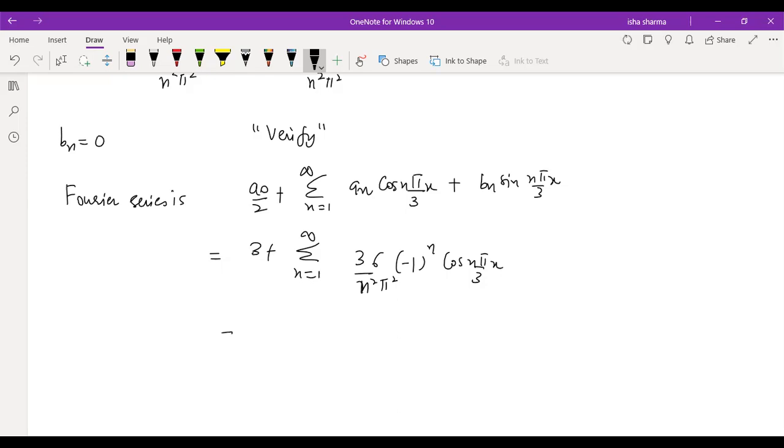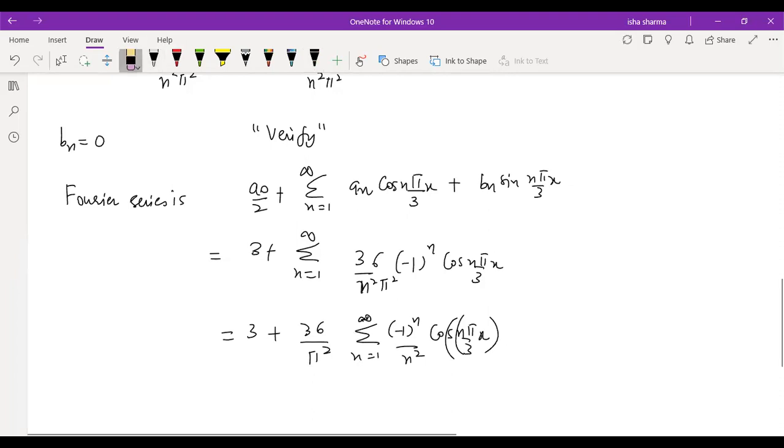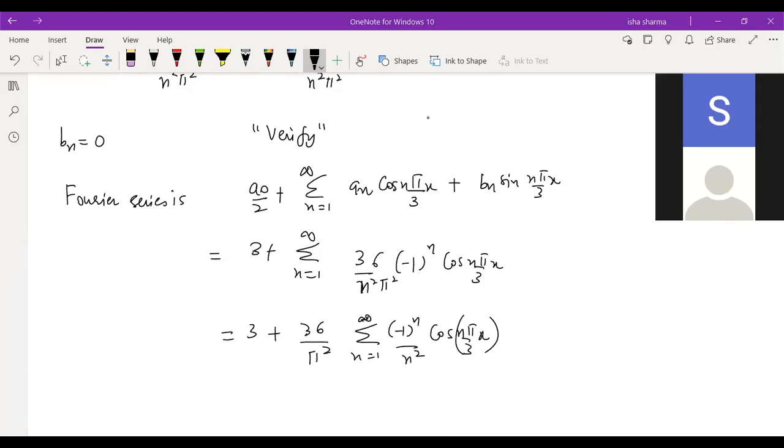What maximum more you can do is you can take this 36 by pi square outside the summation, and the rest of the terms you can write like this. Right, so I just hope that is clear. Yes, any doubt?